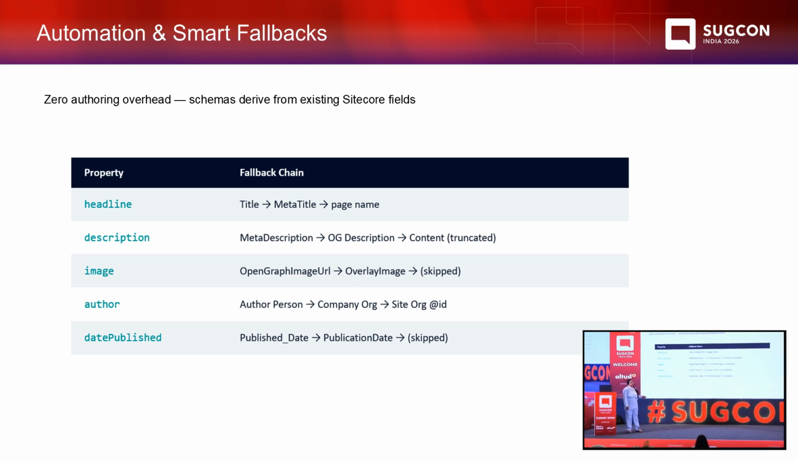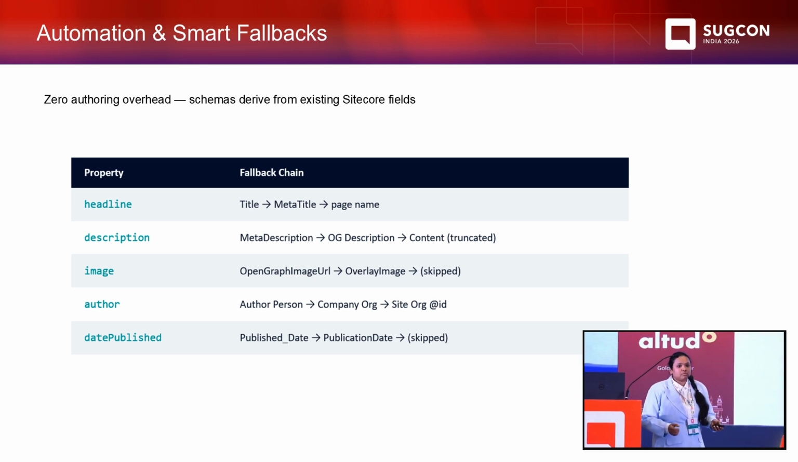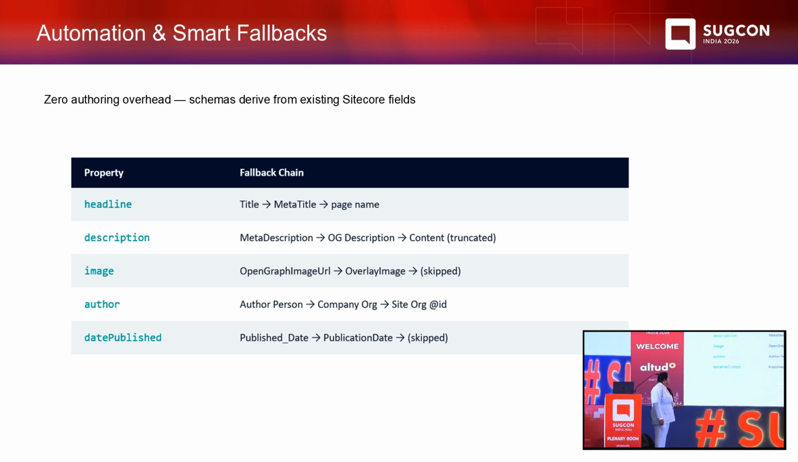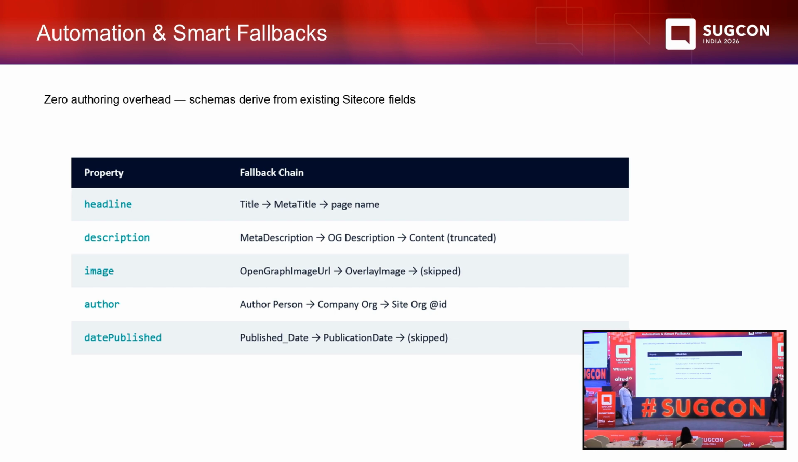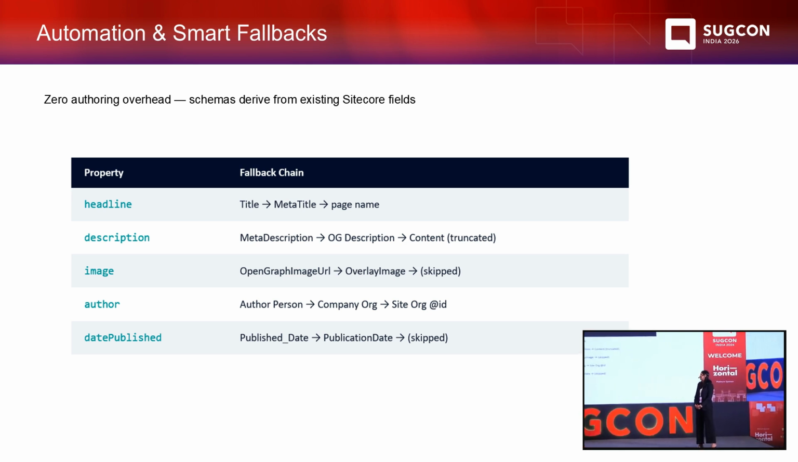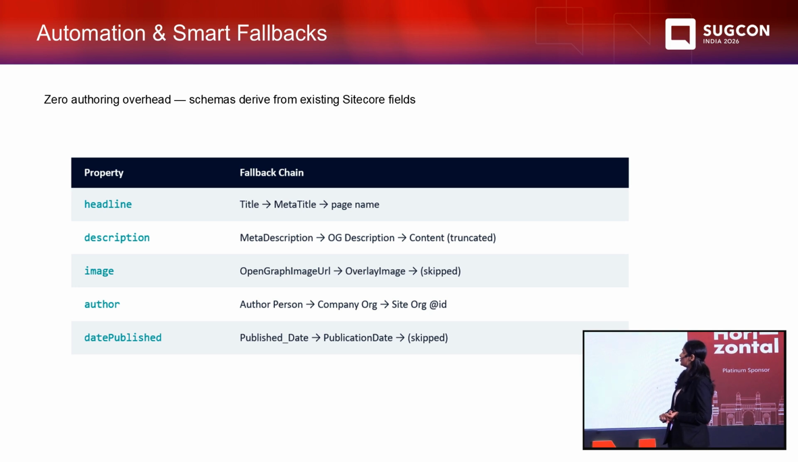But before that, we also have automation and smart fallbacks, wherein there is zero authoring overhead. As I said earlier, we are not using any additional field to get the content into the schema structure. We are just making use of the existing Sitecore fields. So let me show you how this fallback chain works. For example, for headline, it will first pick the value from the title field. If it is not there, then it will take from the meta tag, and last it will take the page name. Similarly, for the description: first description, meta description, OG description, and then content summary.